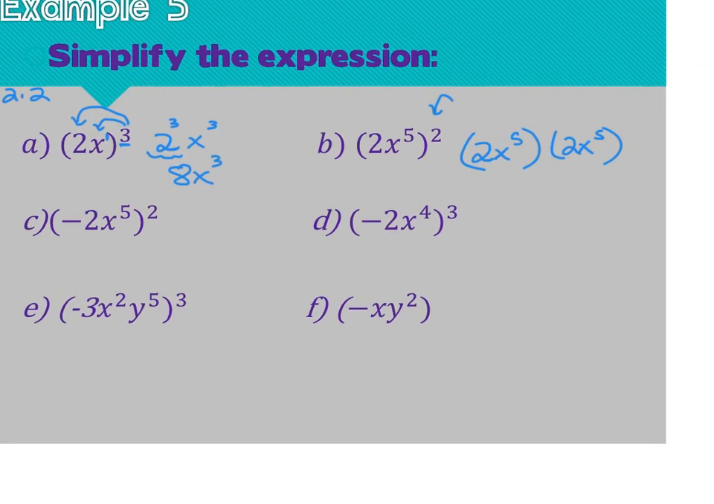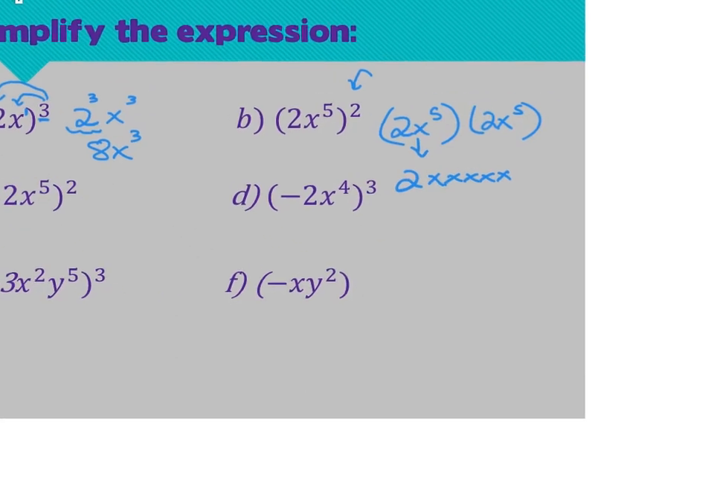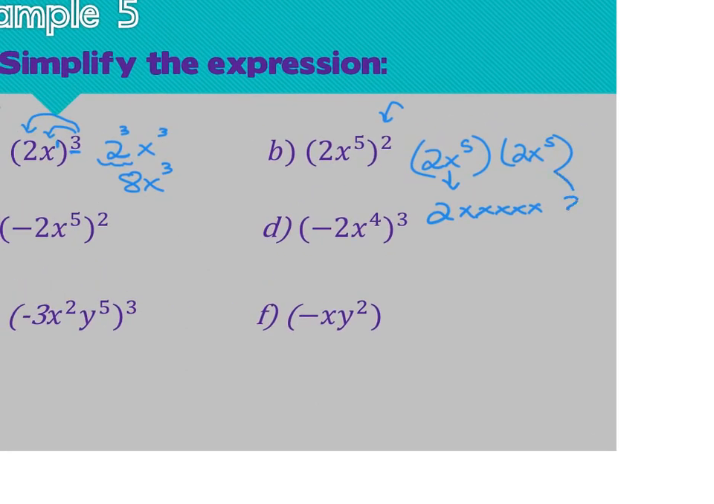You could also think, okay, this really means 2, and then x, x, x, x, x. And then this one, same thing, x, x, x, x, x. And then you could go back and just know that all the way you're supposed to be multiplying, count how many x's you have, and you would get x to the 10th, and then multiply the 2 times 2.